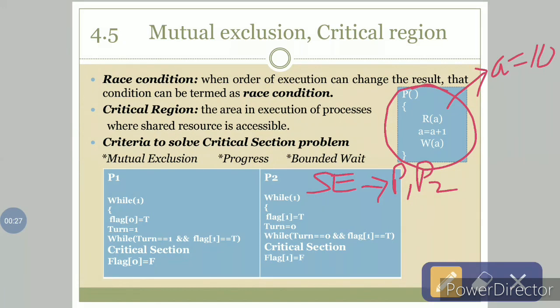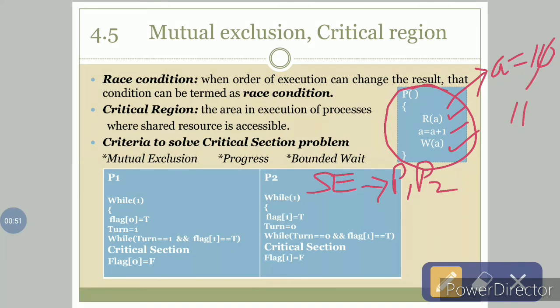So P1 gets into the piece of code, and it will first read the value of A. R of A means read the value of A. It will read 10, and after that it will go to the next line of code. It will increment the value of A, which will become 11. And after incrementing, it will update the value of A. That means W of A means it will update the value of A, which becomes 11.